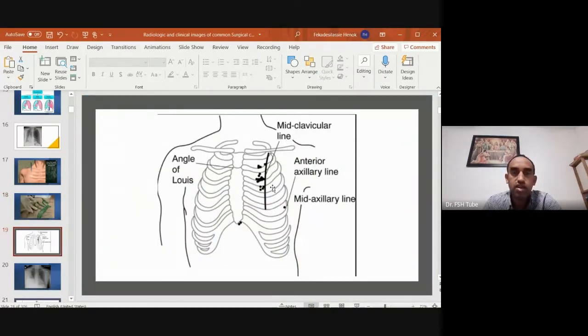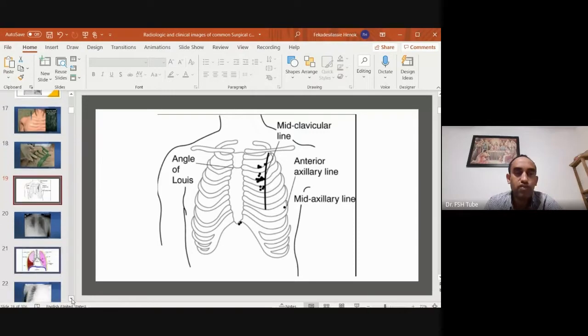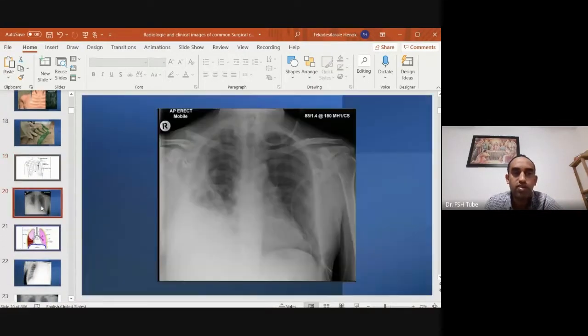So the landmarks are the midclavicular line and the angle of Louis. The angle of Louis corresponds with the second intercostal space, so you have to palpate for the angle of Louis. In what physical examination do you have to check for the angle of Louis? Internal medicine or cardiothoracic surgery? What other physical examination do you feel for the angle of Louis? Cardiac examination, to check for what? JVP, jugular venous pressure. You meant a JVP? Yes, JVP.